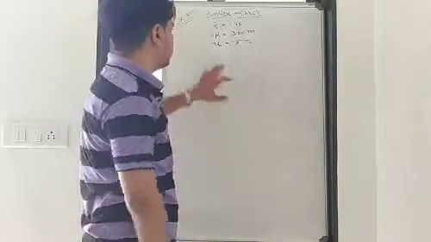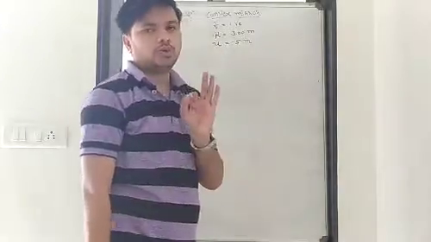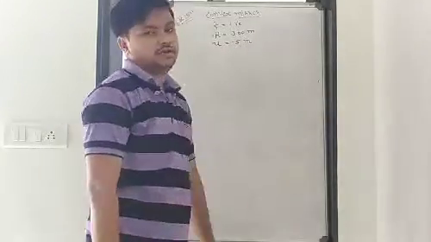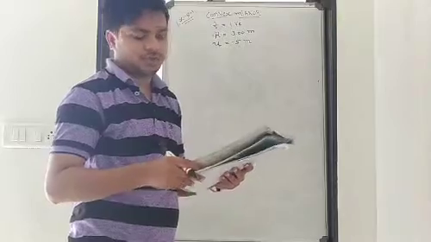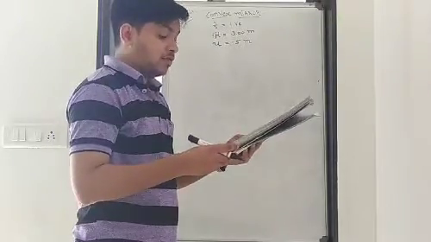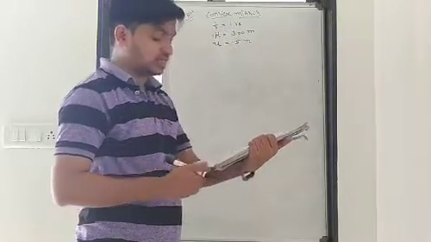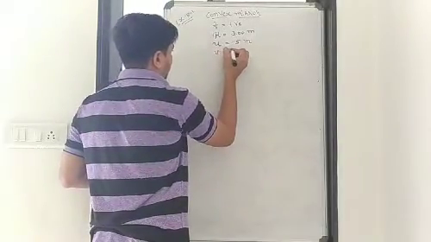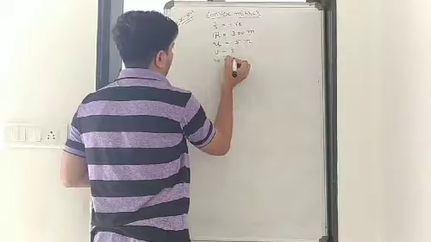During the Cartesian sign convention, I have said that U, the object distance, should always be taken as negative. So U is minus 1 meter. Now what do you have to find? Find the position, nature and size of the image. Position means you have to find V. Nature means you have to find M.